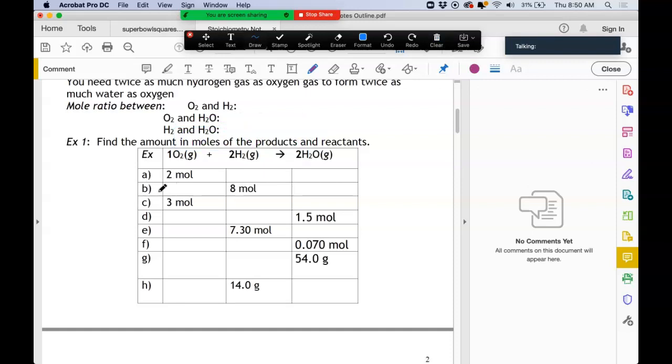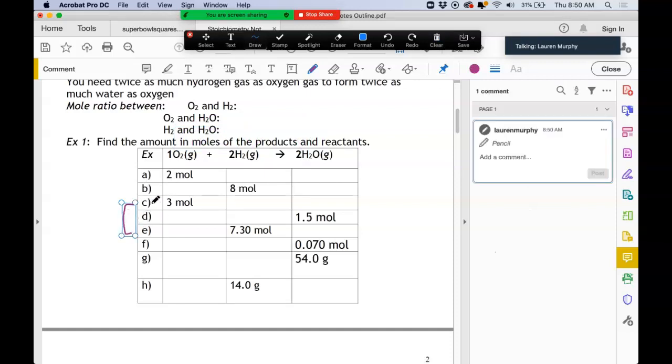Okay, so let's do this. We'll do C, D, and E. I'll do C with you, and I'm going to have you try D, E, and F on your own. So conceptually, if there's 3 moles here, this is a 1 to 2 ratio, so this number better be double, right? So what's double of 3? Well, that's 6. This is a 2 to 2 ratio, so if this is 6 moles, this is 6 moles.